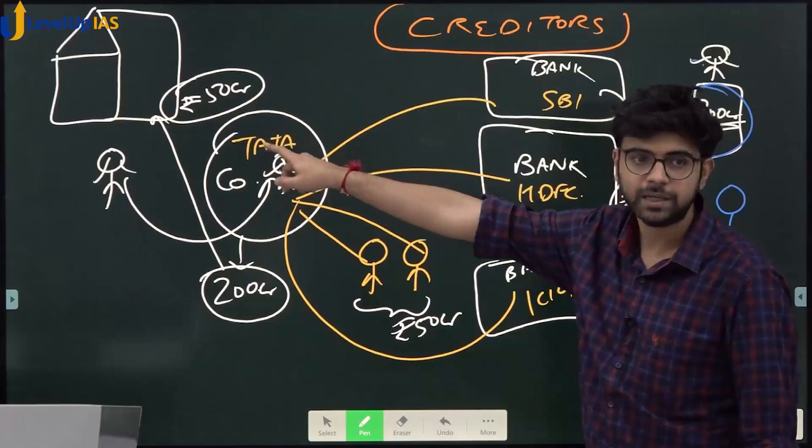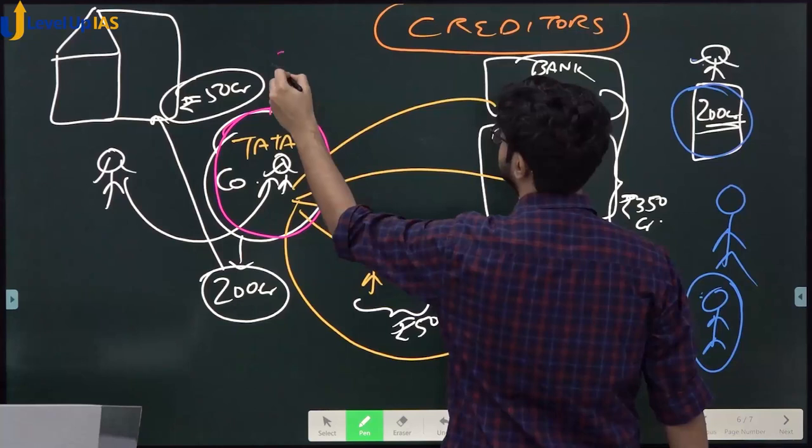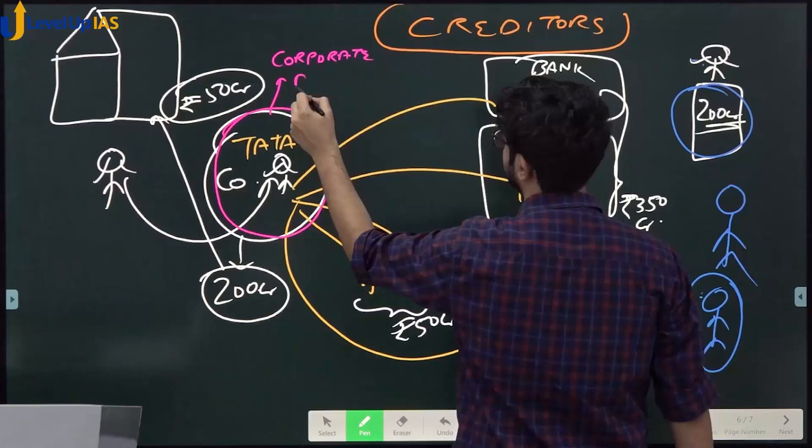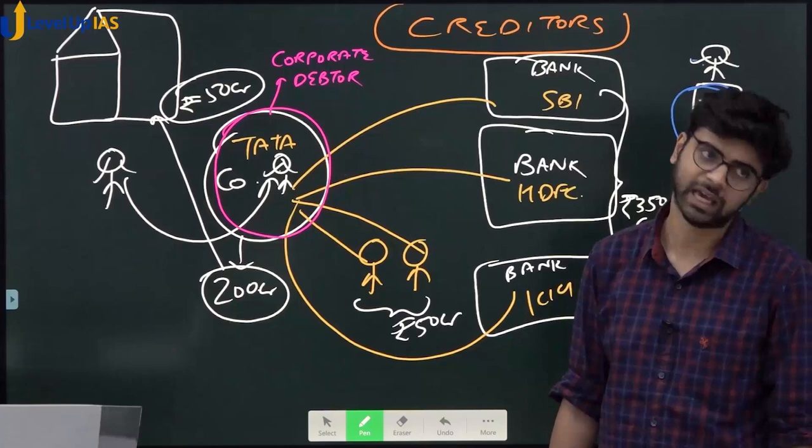Let us speak about this guy. This guy is called as corporate debtor. I will use pink to name them. This guy is called as corporate debtor. Okay, in the code. Why corporate? Because it's a company. But can this be one person or one partnership firm also, or one society also? Yes. So that time he will be called as a non-corporate debtor. I hope you understand this.